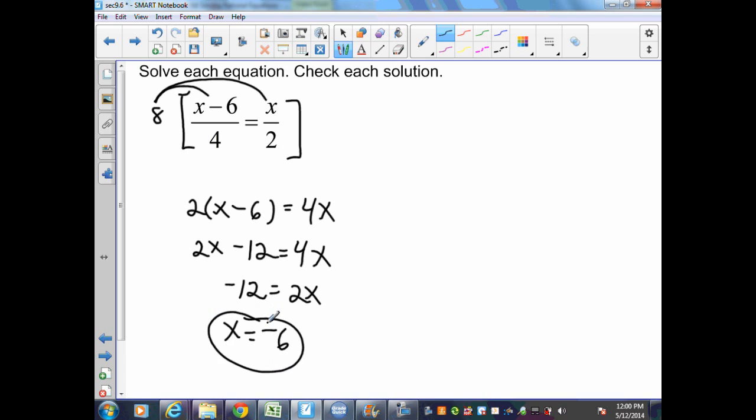Now I can plug that back into the original equation to verify. Negative 6 minus 6 is a negative 12. A negative 12 divided by 4 is a negative 3. And a negative 6 divided by 2 is a negative 3. So therefore, that is true.